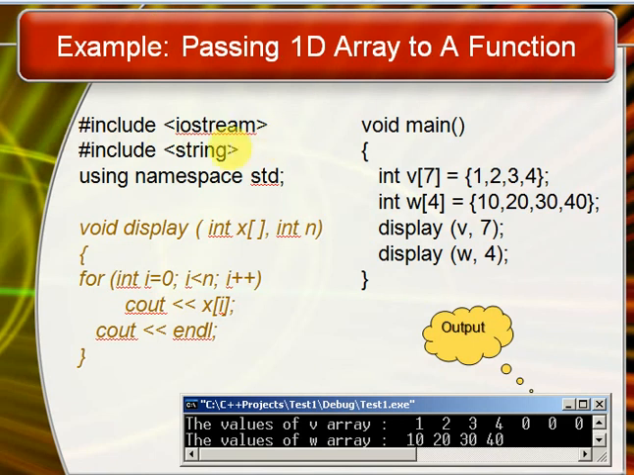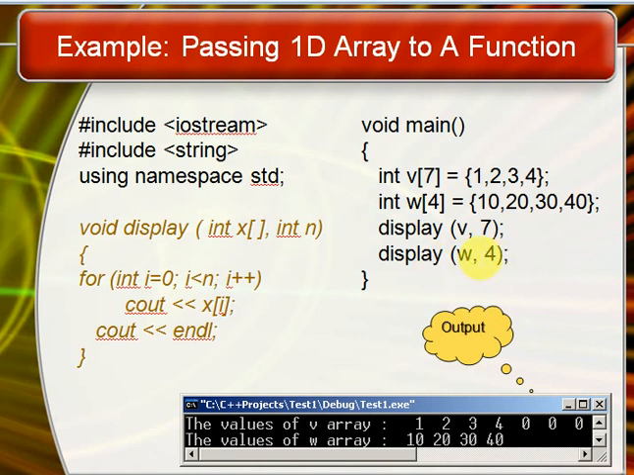#include <iostream>, #include <string>, using namespace std. It's the main function. int v[7] is the declaration of an array having a capacity of 7 elements. The first 4 values are initialized in this array, and the remaining 3 values will be initialized with 0. It's another array having capacity 4 and initialized with these 4 values. It calls the function display by passing array v, that is the reference of array v, and the capacity of array v, and again calls the display function to display the elements of array w, passing the reference of array w and its capacity.